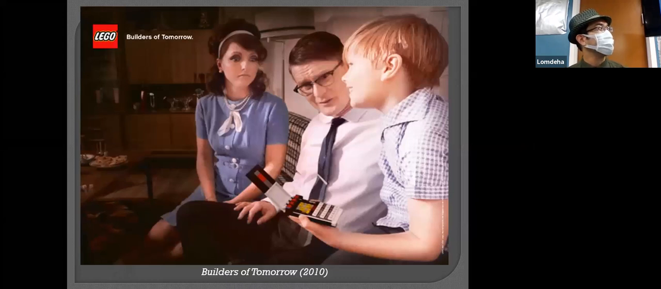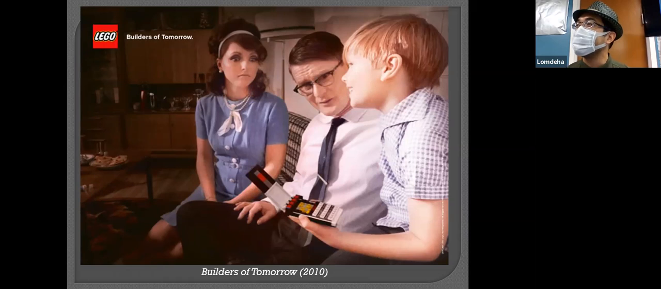Okay, and tell me if you get the shot. The parents are like, oh my gosh, he has a phone, but then it's just a toy, right? Now, here's the thing. When was this ad written? 2010, but what does the style look like? Like olden days. So what do you think the idea in this ad is? He's building the future with Lego, right?